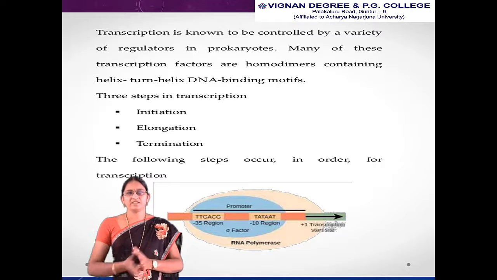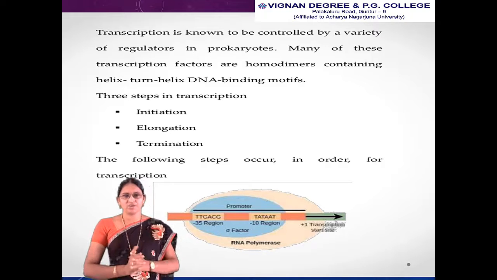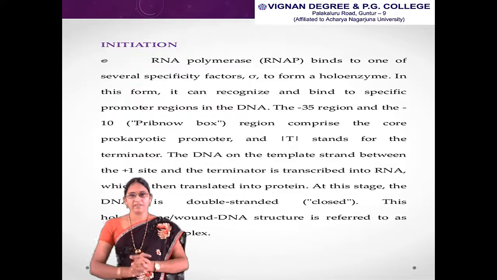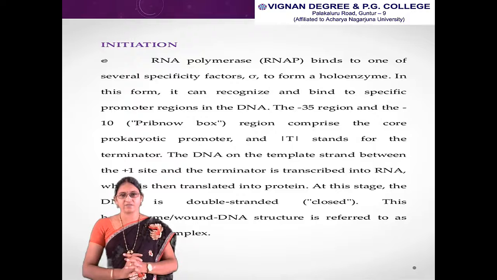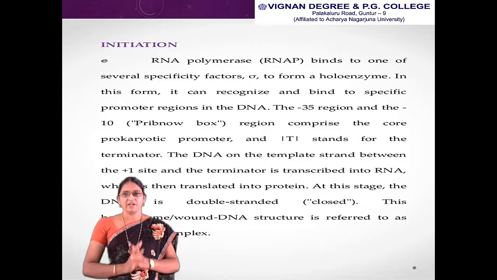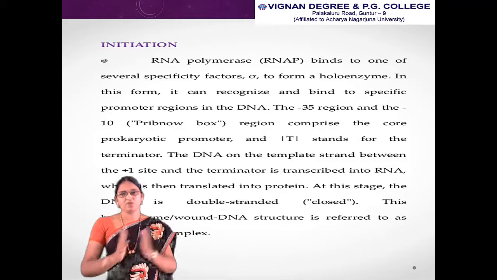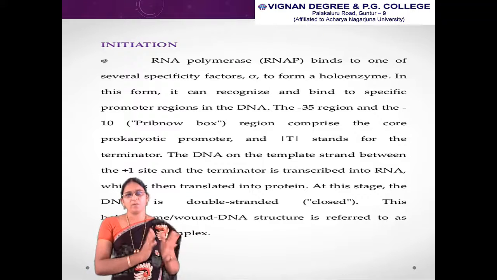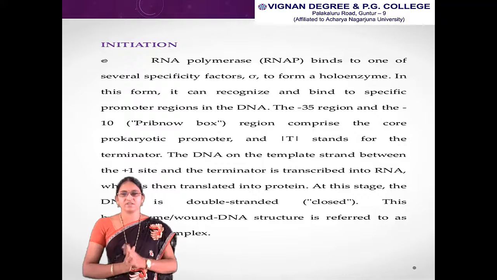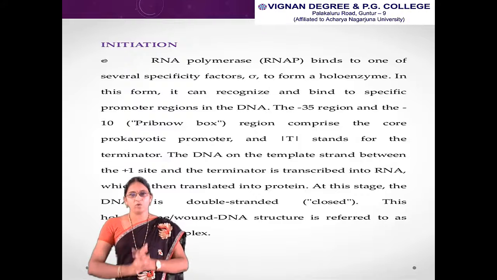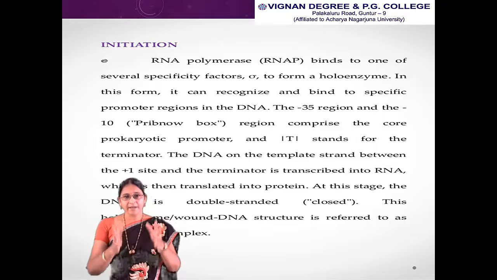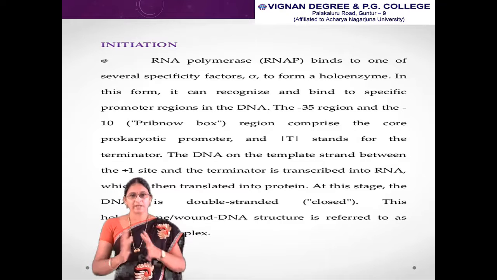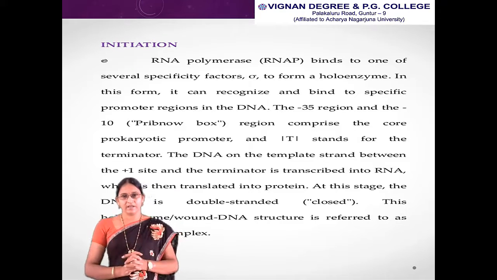Here we have to discuss many points during the initiation process. RNA polymerase binds to one of several specificity factors. One of them is sigma factor. In the last class we discussed sigma 70 and sigma 54. So they are known as specificity factors. So RNA polymerase can bind to the specificity factor sigma to form a holoenzyme. In this form, it can recognize and bind to specific promoter regions in the DNA.